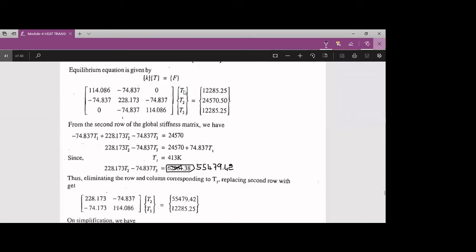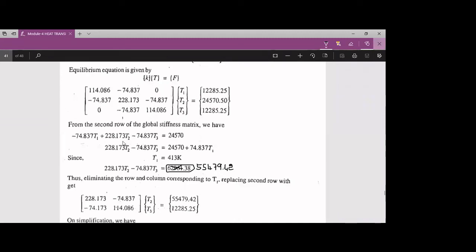So this product of T1 into 74.83 acts as a force, so it is going to be added to the force value at the second row. How you add that, the simplification steps go this way. Now just consider the second row, which gives 74.83 into T1, then 228.1 into T2, then minus 74.83 into T3, which is equal to 24570.50. Take only the second row.